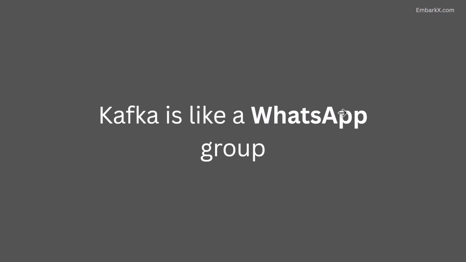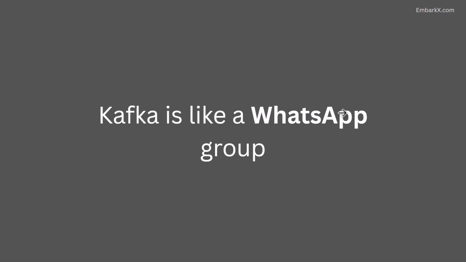People are sending messages where? Within a group chat. And then there are people who are reading those messages, right? The people who are sending the messages in the group are producers. The group chat that you have is a Kafka topic. Normally the messages and events that go to Kafka go into a topic, right? So the group over here is a topic.